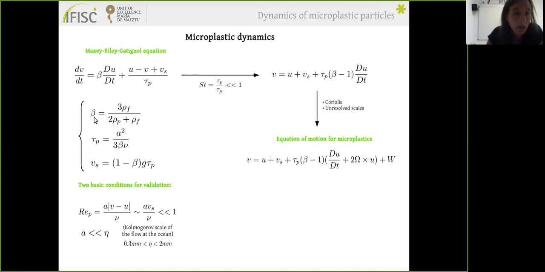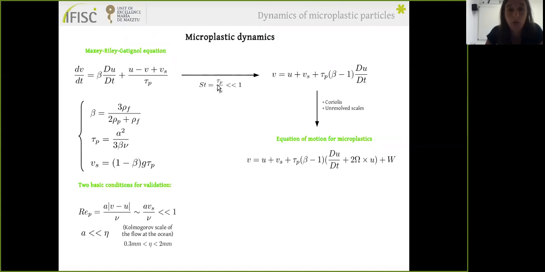So if we fulfill these two conditions, we can start with this equation, which is parametrized by three different parameters: eta, Stokes time, and sinking velocity. And in the end, they depend on the size of the particle and on the density, which is here rho p. Well, in this equation, if we look at the Stokes number, which is the ratio between the Stokes time and the Kolmogorov time scale of the ocean, we see that it's much smaller than one, because the time scale of the ocean is approximately 1 second.